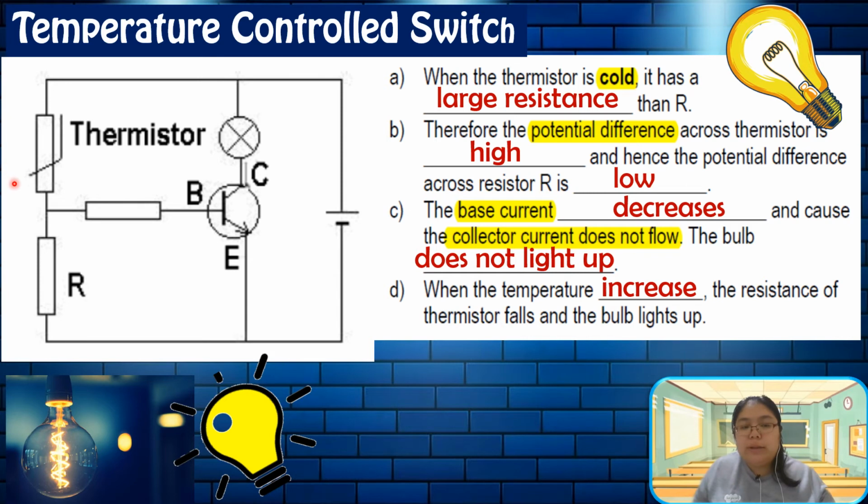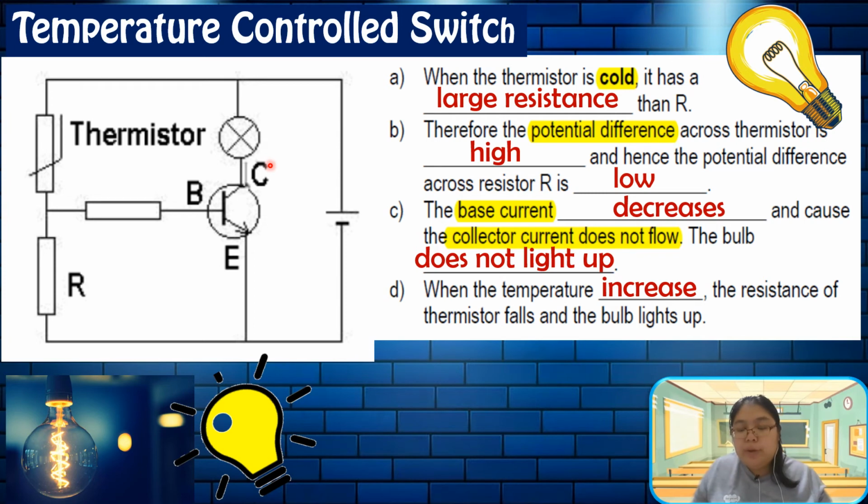Now I put the thermistor at the top. Let's see what happens. When the thermistor is cool, meaning the temperature is normal, it has a large resistance. When it has a large resistance, the potential difference across it is very high. So the potential difference across the R is low. If the potential difference becomes low, do we get any base current or not? The base current decreases. When the base current decreases, the transistor cannot turn on, and the collector circuit cannot turn on. So finally, the bulb does not light up.